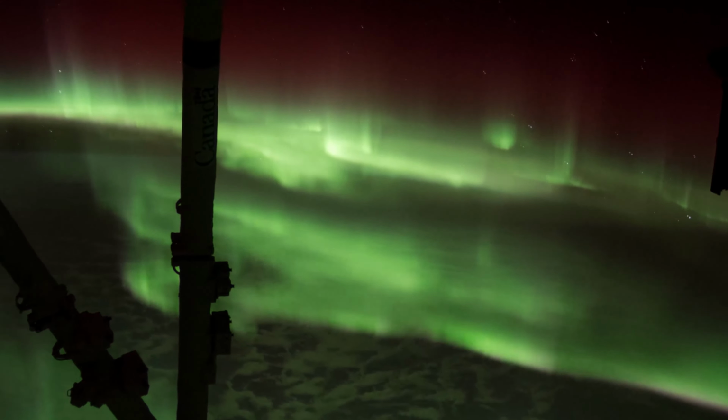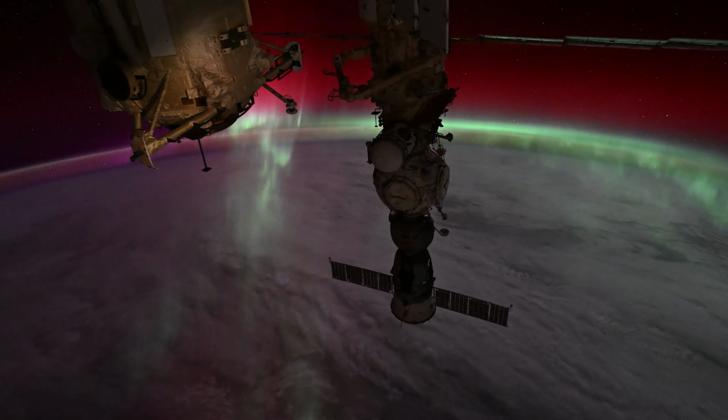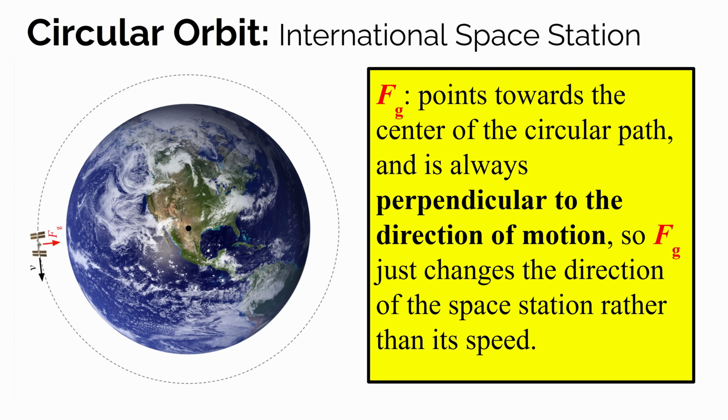So what is the gravitational force doing? Well, if the International Space Station is in a circular orbit, that means the force of gravity points, well, we know it points towards the center of the circular path because it's pointing towards the center of the Earth. And that gravitational attraction is perpendicular to the direction the space station is moving at any point. So the gravitational force doesn't speed up the space station, it doesn't slow it down, it just changes the direction of the space station rather than its speed. And so gravity is just continually redirecting the direction of the International Space Station. It's not changing its speed, and it maintains a circular orbit at a constant radius at a constant speed.